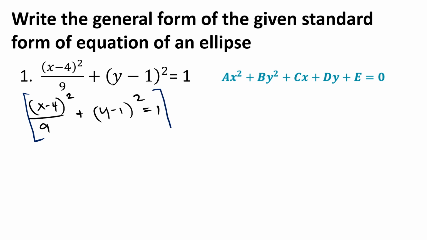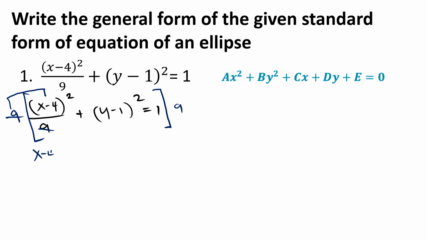Isolating the 9 is done by multiplying 9 to both sides. So let us start. The 9 multiplied to our first term, (x minus 4) squared over 9, simply cancels the 9, because 9 divided by 9 is equal to 1.